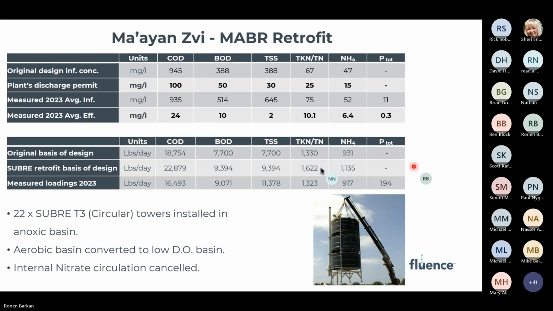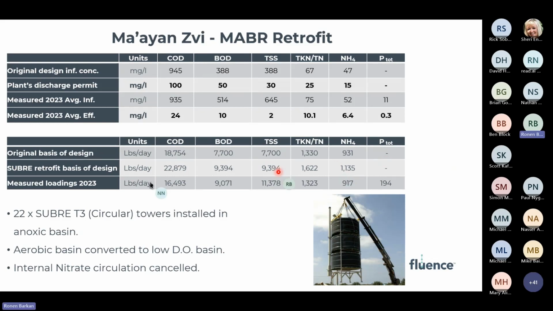Another point to emphasize is that even though the loadings already reached the basis of design, using MABR allowed us to get better effluent quality, even though we are already at the basis of design loadings.